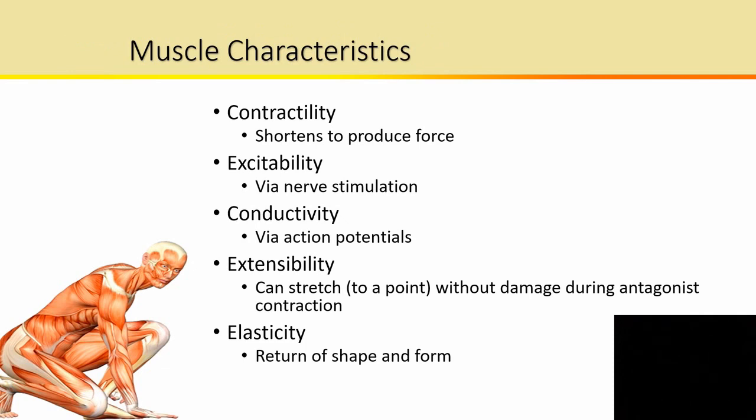Muscle characteristics. What does muscle do? First of all, it contracts. The ability of muscle to contract is basically what muscle's all about, for the most part. It shortens to produce force. In other words, the muscle cell will be a certain length, but when certain things happen within that muscle cell, which we'll talk about in our subsequent video, it causes that muscle cell to shorten, to decrease in overall length, and by doing that, it produces a certain level of force. So contractility is exceptionally important in regards to a muscle.